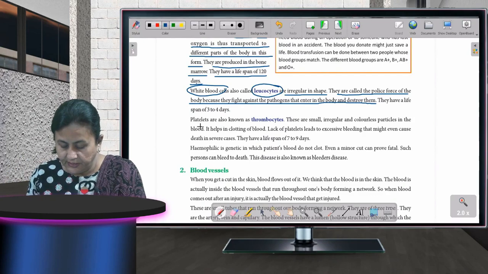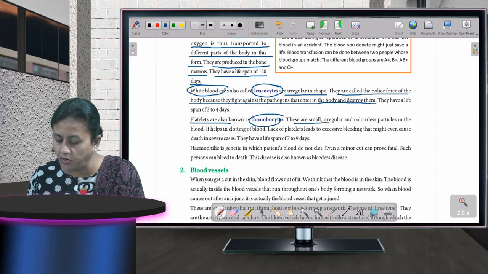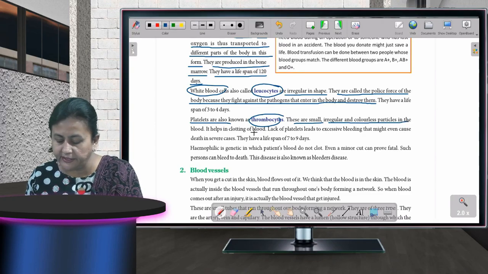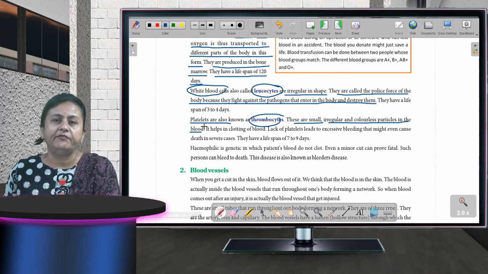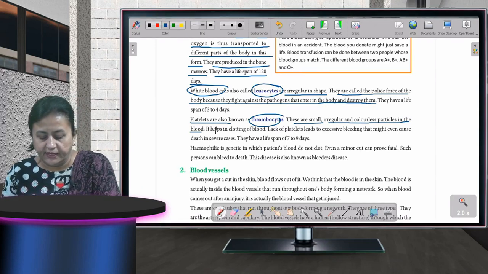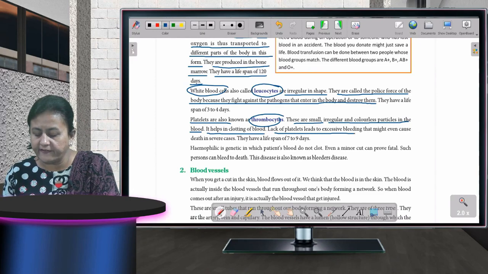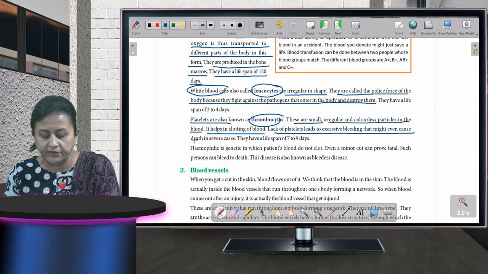Platelets are also called thrombocytes. They are small, irregular and colorless particles in the blood. Platelets do not have any color. They help in clotting of blood. Lack of platelets leads to excessive bleeding and that might even cause death in severe cases, and they have a lifespan of 7 to 9 days.